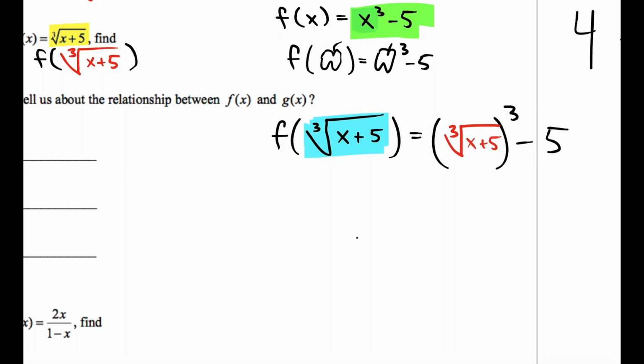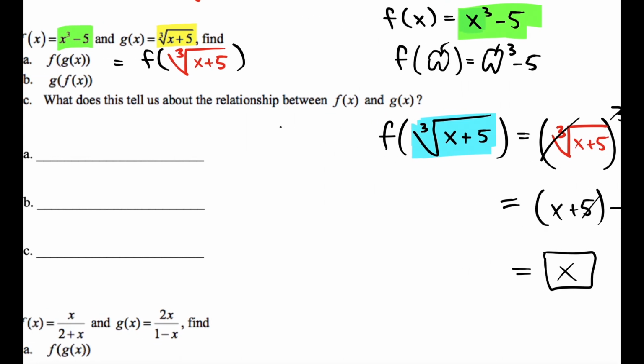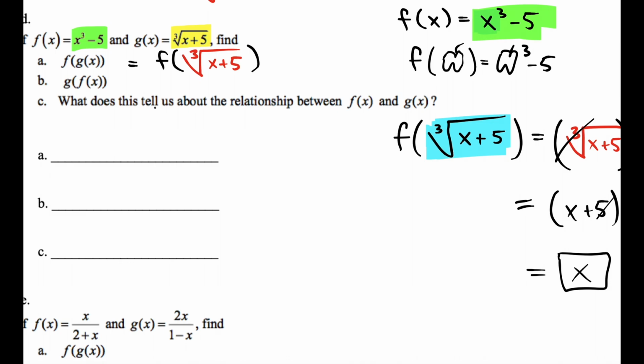Now we would try to algebraically simplify and see if we can get it down to just x, if possible. So a cube root and a cube are inverses of each other. They would cancel. So this would then become x plus 5 minus 5. And then the 5s would cancel, leaving us with just x. So that's good. Now let's go on to the next part.